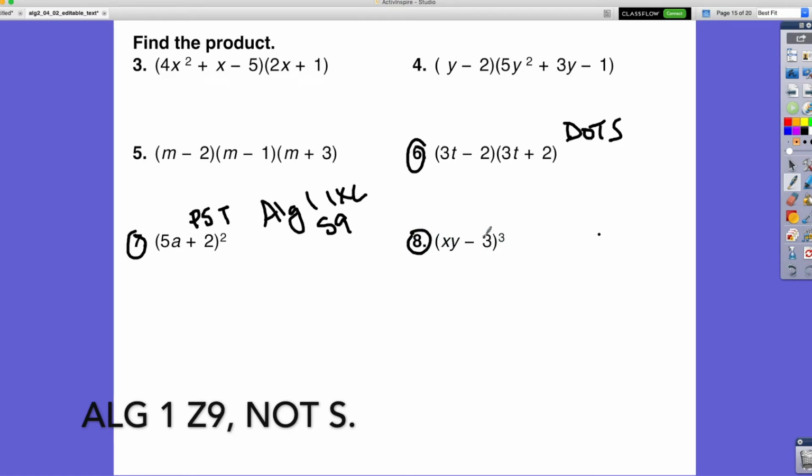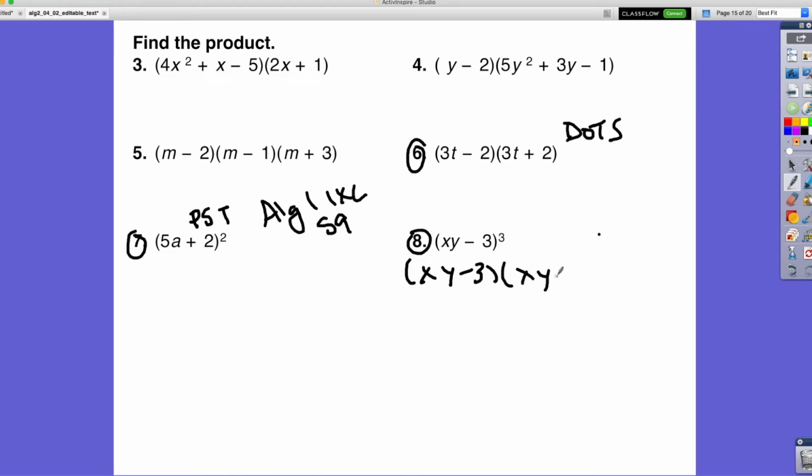So I'm going to see this binomial 3 times. So let me just write it out so that you can see what it looks like. Okay, how are we going to attack this? We're going to multiply the 2 binomials first to get a trinomial. Once we get the trinomial, we're going to multiply with the binomial. So let's do this one first.